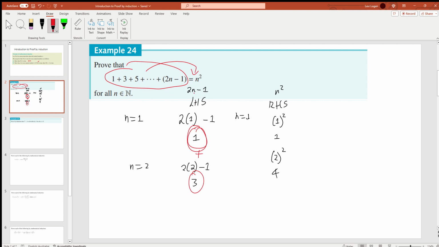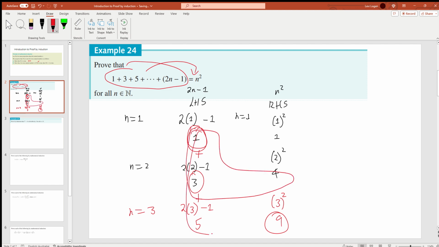If I kept going, when n equals 3, I would get 2 times 3 minus 1, which gives me 5. So 1 plus 3 plus 5 is the same as 3 squared, which is 9. Notice how the sum is equivalent to this all the time. So all of this is equal, and all of that is equal. It's the sum that's including it.